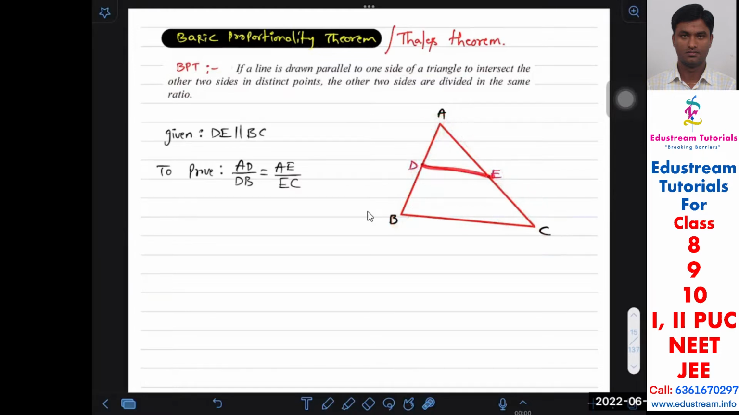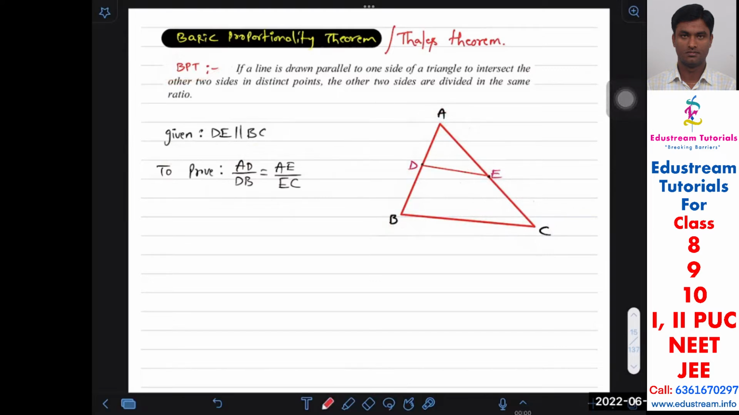See this DE, I'm going to draw parallel to BC, and this DE cuts these two lines, AB and AC, at distinct points D and E. That's what is given. So given DE parallel to BC, what we have to prove is AD over DB is equal to AE by EC. That is called the basic proportionality theorem. So let's start now.